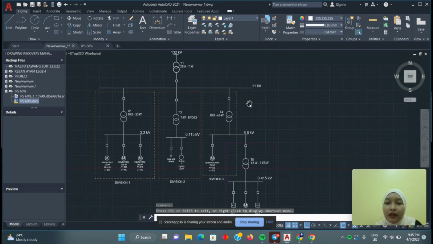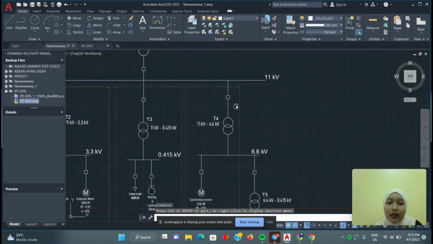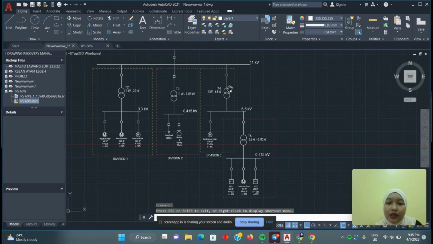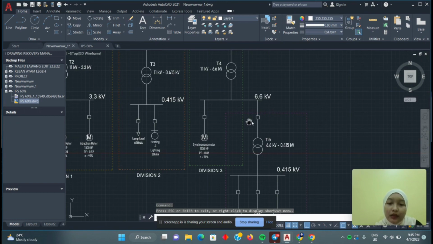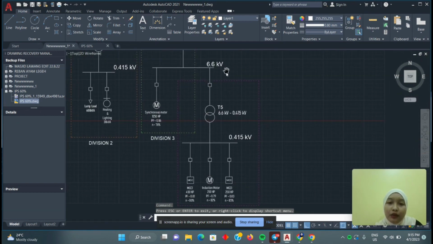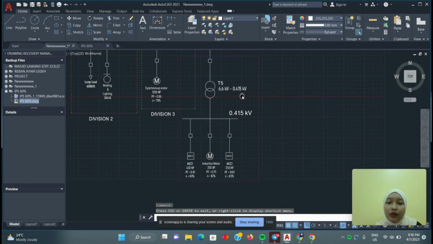Okay, next, the 11 kV bus bar will go to division 3. Here at division 3 we have two transformers to step down, which are T4 and T5. First, at transformer 4, we have the 11 kV to 6.6 kV step down voltage. So here we have only one load, which is a synchronous motor. And then in the 6.6 kV bus bar, we go to step down transformer 5, which will step down the voltage from 6.6 kV to 0.415 kV.